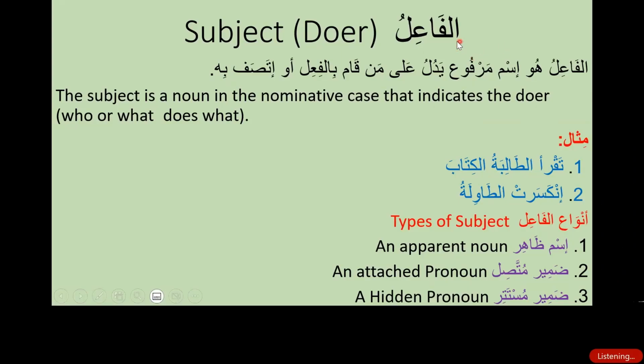And let's see what al-fa'il has to offer for us today. نحن هنا, we are here. الفاعل, the subject or the doer.